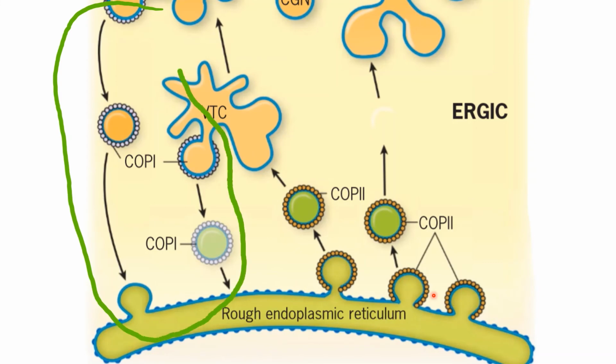Notice here that the COP1 coating can only be found in vesicles that are moving in a retrograde motion from the cis-Golgi network to the endoplasmic reticulum. So that's also very specific. You cannot see them mix up. Okay, there's no mixing of COP1 and COP2 here.